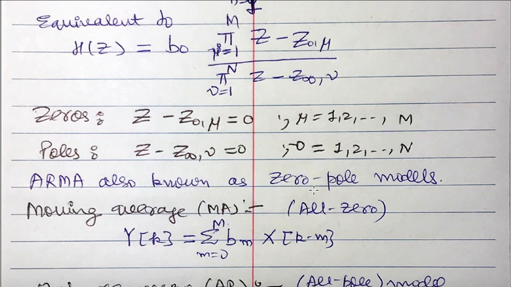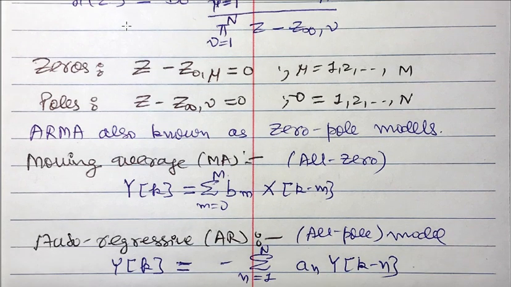There are two important quantities derived from this expression. Let's make the numerator equal to 0. For all the values of z0,mu, where mu could be 1 to M, we get different values of z, and those are known as zeros. These are the points at which the transfer function is 0. Poles, on the other hand, are obtained by putting the denominator equal to 0. So for all the values of z infinity,nu, where nu could be from 1 to N, the denominator is 0 and the value of the transfer function will be infinite.